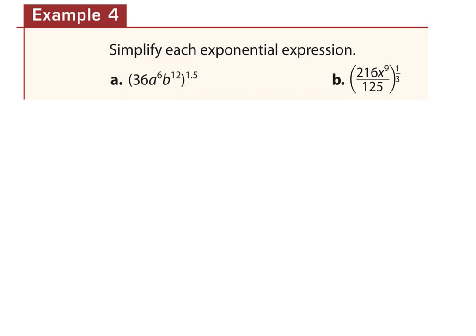So if I were to look at this, I would have 36 a to the 6th, b to the 12th, and I would take all of that. How do you write 1.5 as a fraction?